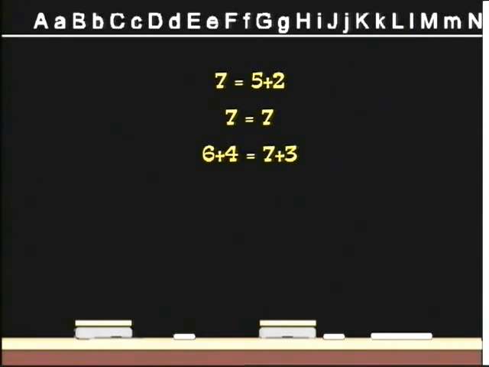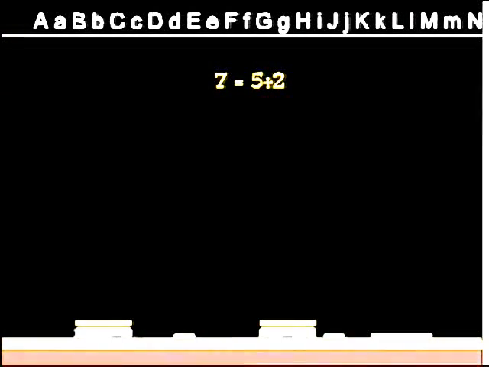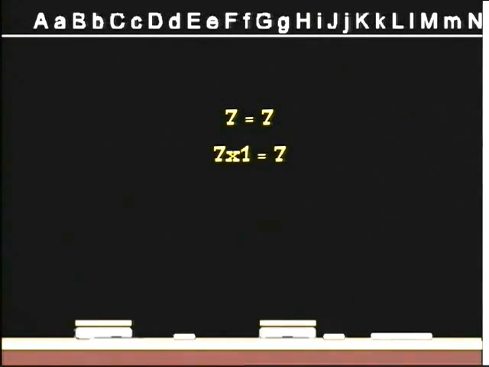Students were queried as to how the statement should have been written. For the statement 7 equals 5 plus 2, students say that the statement needs to be turned around to read 5 plus 2 equals 7. They say that one does not write the answer first. For the statement 7 equals 7, students alter the equation to read 7 times 1 equals 7, 7 plus 0 equals 7, or 7 divided by 1 equals 7, because nothing was done.